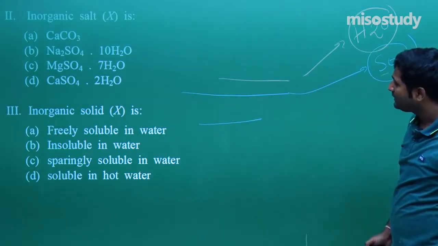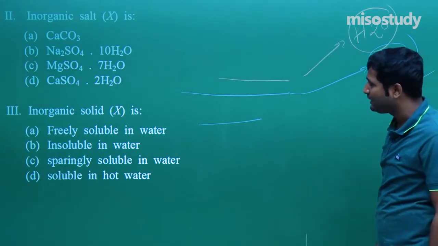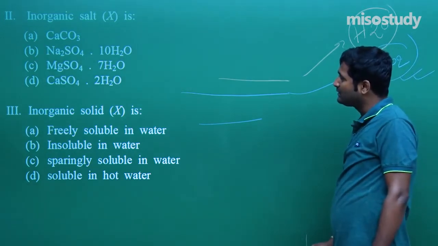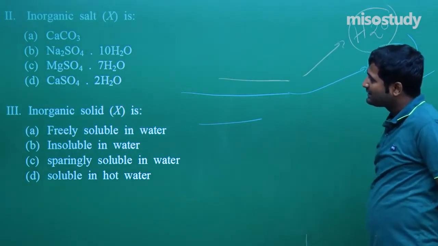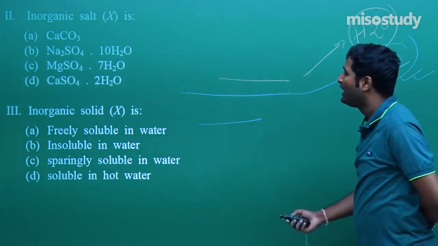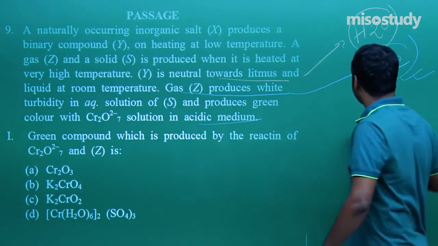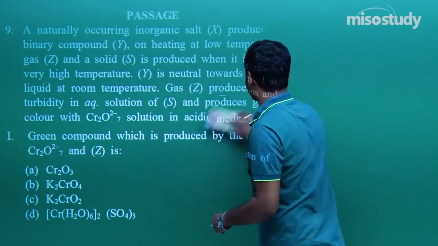Check out the option here. MgSO4, CaCO3, not sulfate. Na2SO4, no, this one is Glauber's salt, not possible. SO2 is not possible. MgSO4 into some CaSO4, because there is a possibility of decomposition. So we can easily predict.